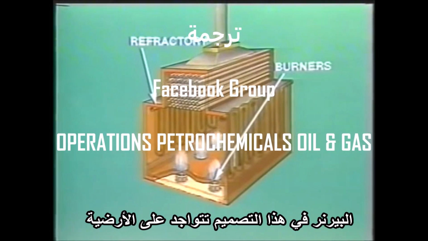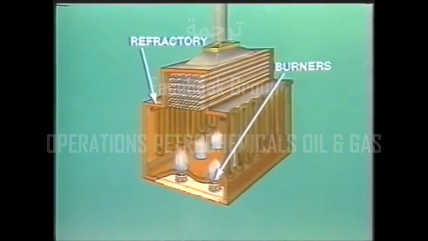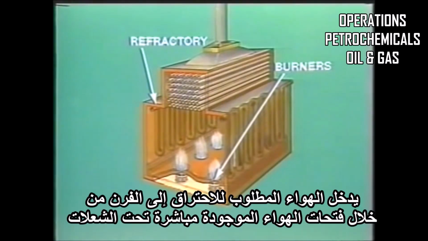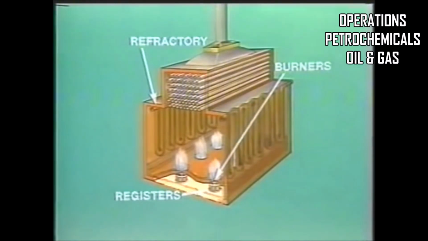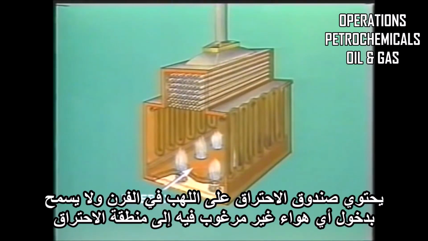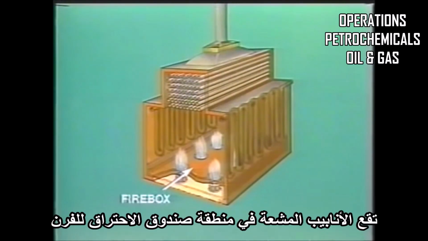The burners in this design are located on the floor. They can also be placed on the walls or the arch of the furnace. The air required for combustion enters the furnace through air registers located directly under the burners. The section directly above the burners is called the firebox. The firebox contains the flames in the furnace and does not let any unwanted air into the combustion zone.